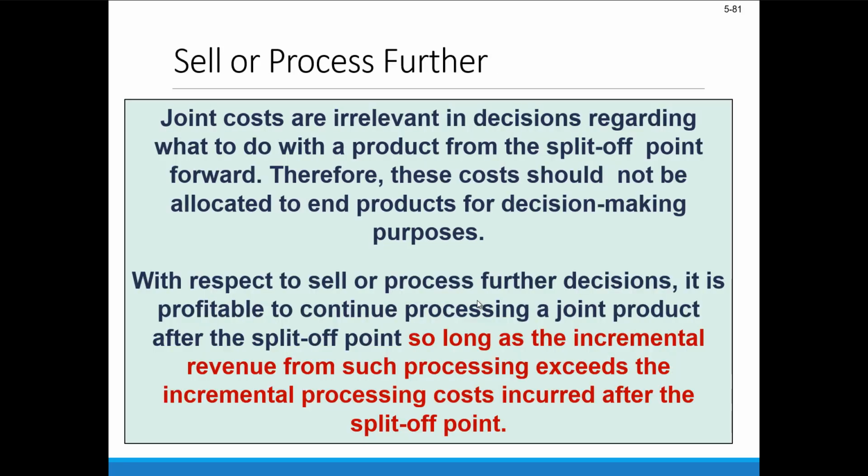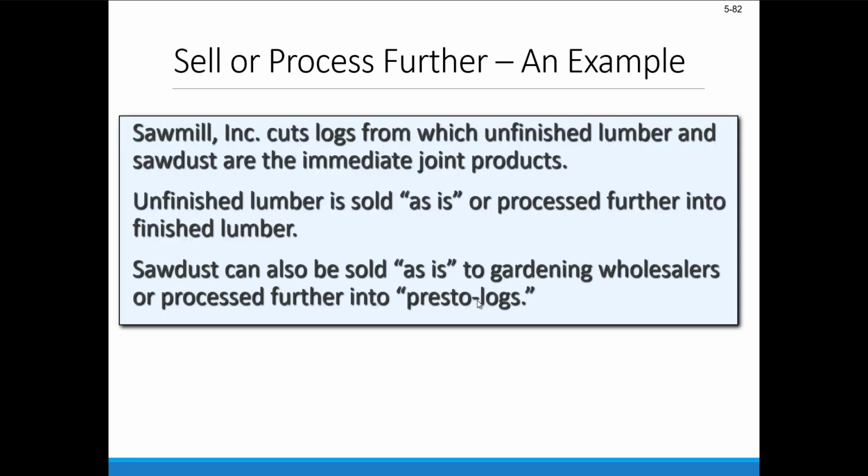Now, for purposes of these decisions of whether to sell or process further, we're going to stick to whether we can maximize profitability by choosing one versus the other. So the point for us will be, are the incremental revenues from extra processing greater than the incremental cost of doing that processing? Let's take an example then.